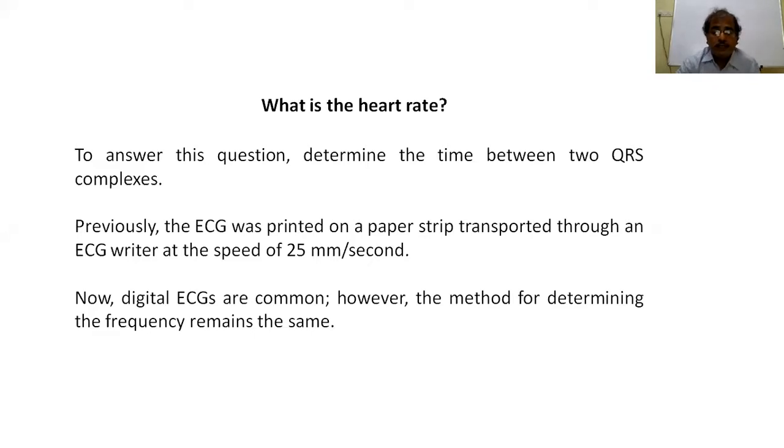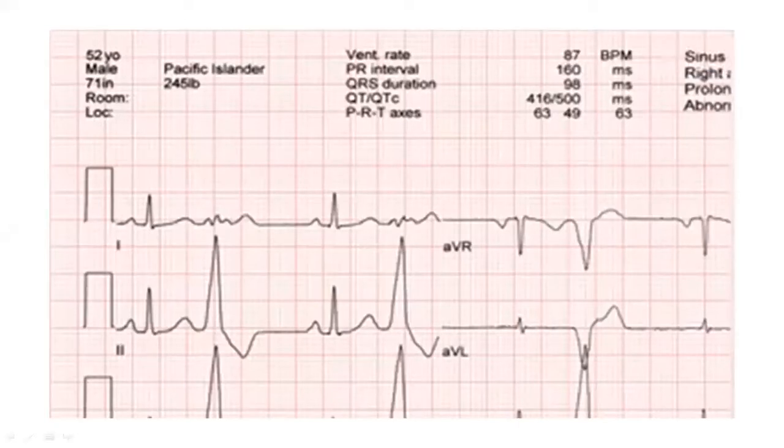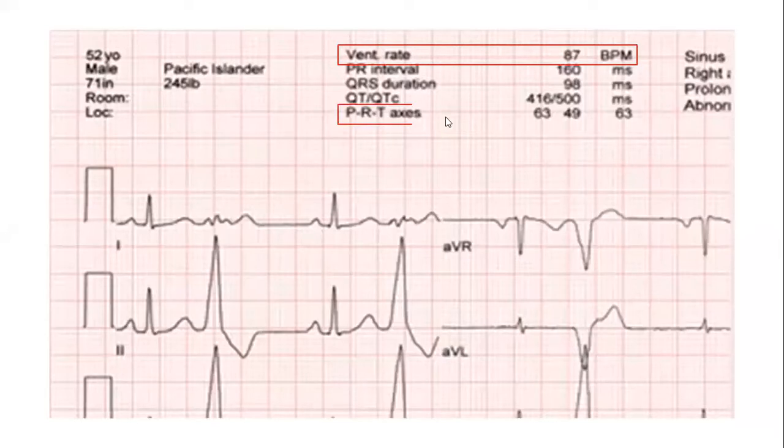Now, the ECG machine which I have shown is a digital ECG. In these digital ECGs, you will find the ventricular rate described here. See, the ventricular rate here is 87 beats per minute. Below that, you can see the PR interval, QRS interval, QT, QTc interval. In all modern ECG machines, all these values are determined according to algorithms set in the ECG machine itself.